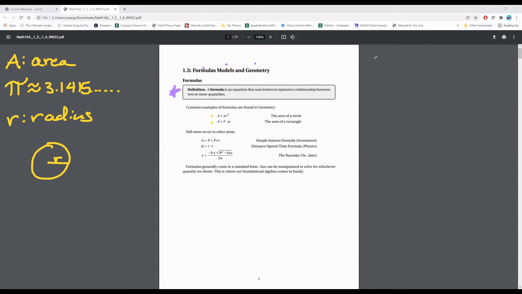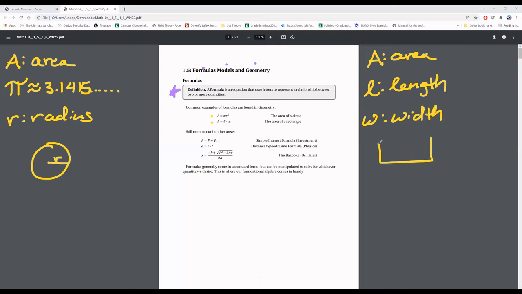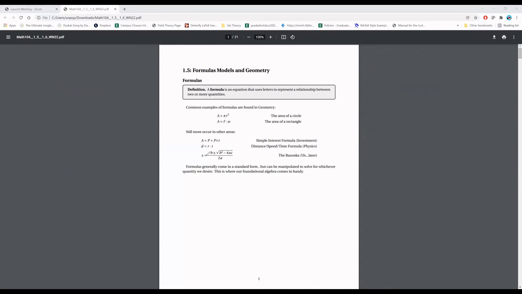There's the area of a rectangle. Also uses capital A for area. But in this case, we have different measures. We have length, L, and width, W. So given some rectangle, I have the longer side referred to as L and the shorter side referred to as W. It's not just geometry. These sorts of things show up all over the place.